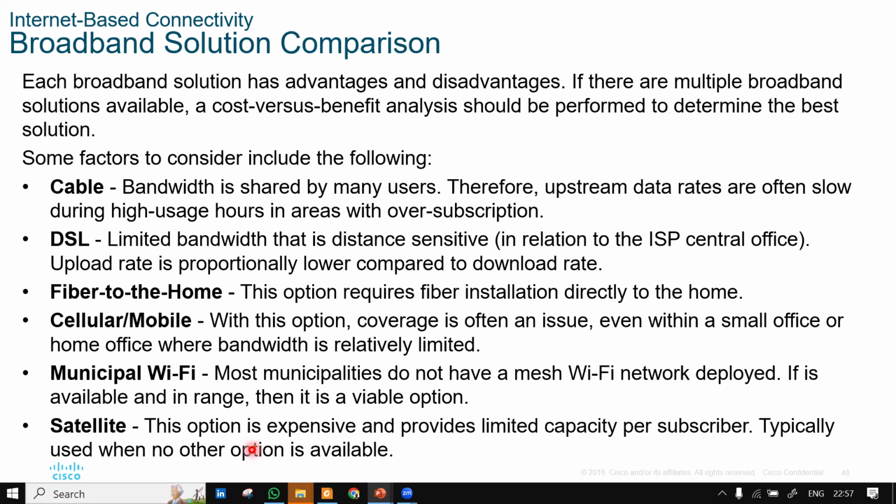Right, I'll go through this option. Recently I experienced this one. Starlink was saying we've reached maximum capacity in Harare. I think we can relate to this one. This option is expensive and provides limited capacity per subscriber. I think they improved their capacity and we've been able to add quite a number of those Starlink devices.